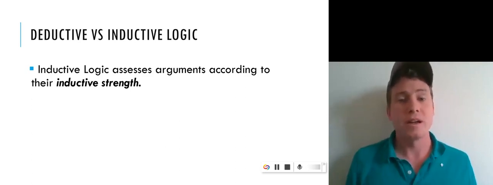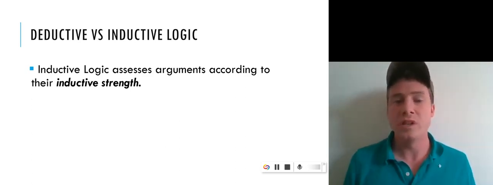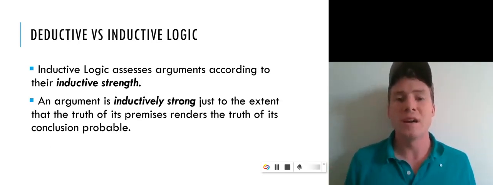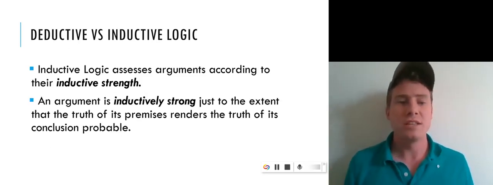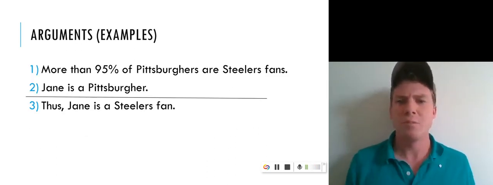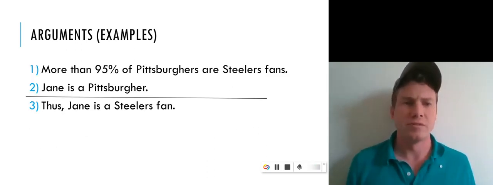Inductive logic, by contrast, assesses arguments according to their inductive strength. Now we said an argument is inductively strong just to the extent that the truth of its premises renders the truth of its conclusion probable. So if the premises are true, the conclusion isn't necessarily true, but it's probably true.